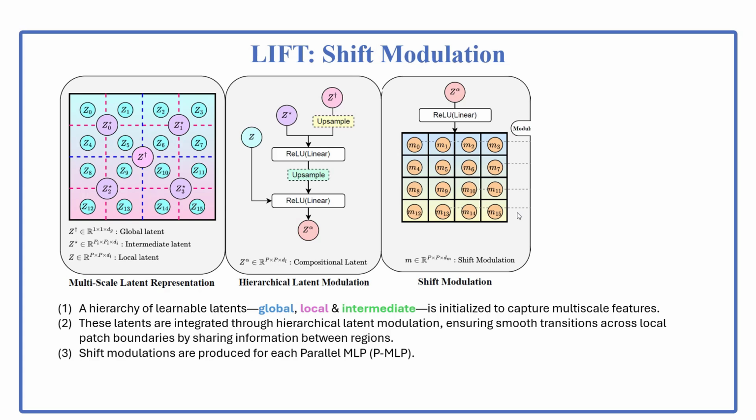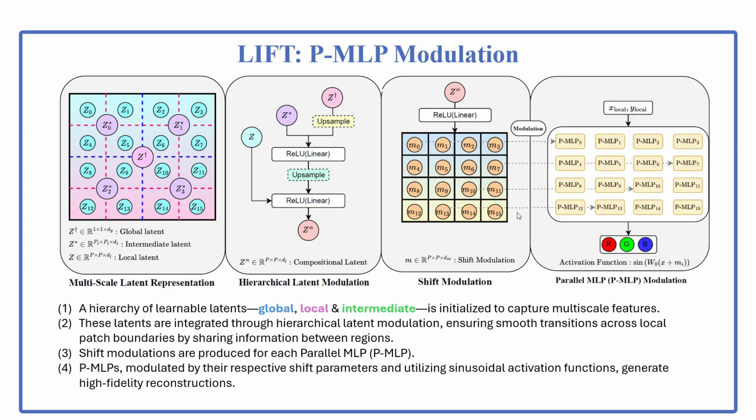After the hierarchical latent modulation, we have a shift modulation. We provide each local patch its specific shift modulation because we want to define parallel MLPs. Instead of having one very large MLP, we define a set of parallel MLPs. For each local patch, we define its specific MLP that is modulated based on the shift modulation from the previous step. Each MLP has its own shift modulation, we pass in the local coordinates, and we predict the RGB values for each patch simultaneously. By doing that, we are very fast, more effective, and more efficient.